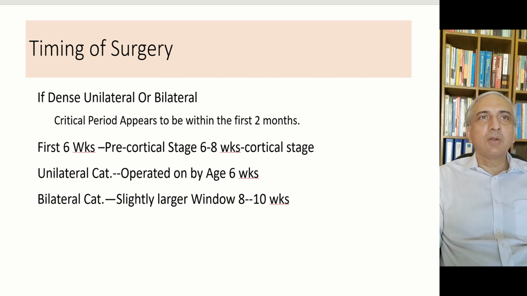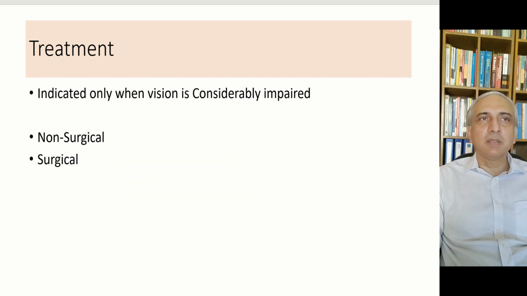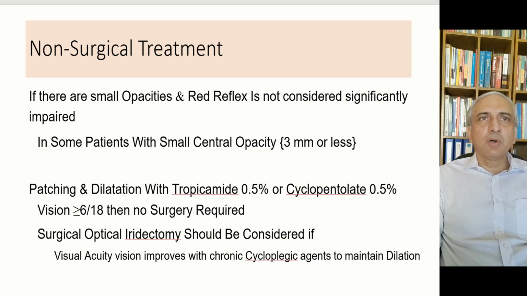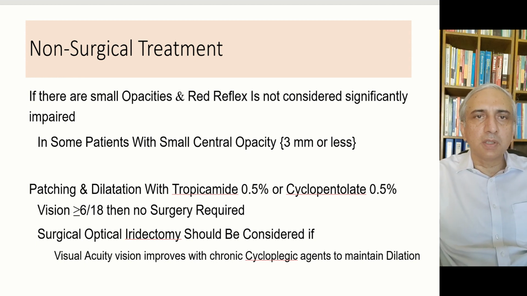The treatment is indicated only when vision is considerably impaired, so you can have 2 approaches. One is non-surgical and the other is surgical. Non-surgical treatment, if there are small opacities and the red reflex is not considered significantly impaired. In some patients with small central opacity, 3 mm or less, patching and dilation with tropicamide 0.5% or cyclopentolate 0.5% can be used. If vision is greater than 6/18, then no surgery is required. Surgical optical iridectomy should be considered in such cases when visual acuity improves with chronic cycloplegic treatment.